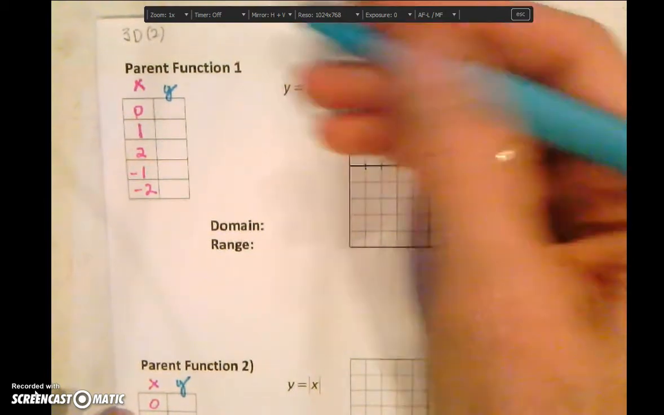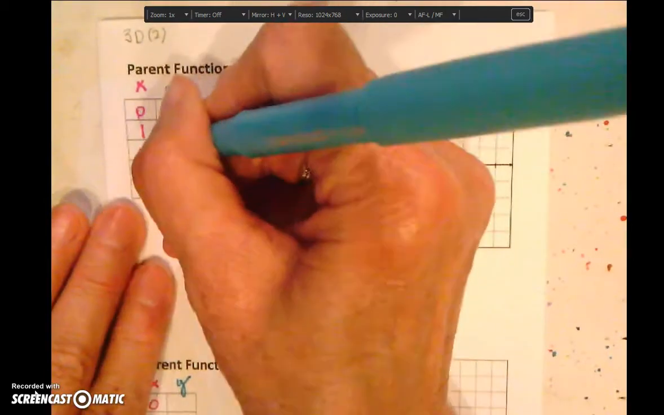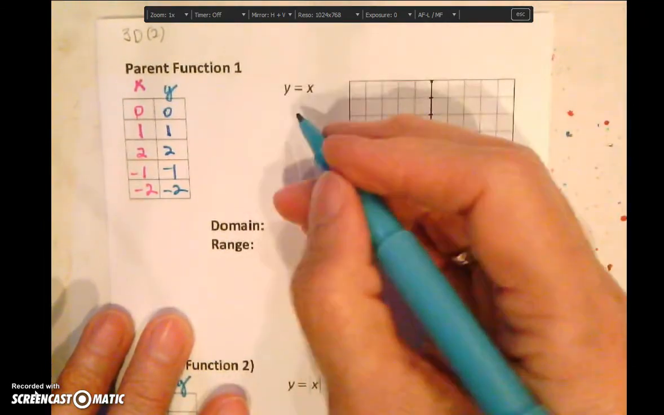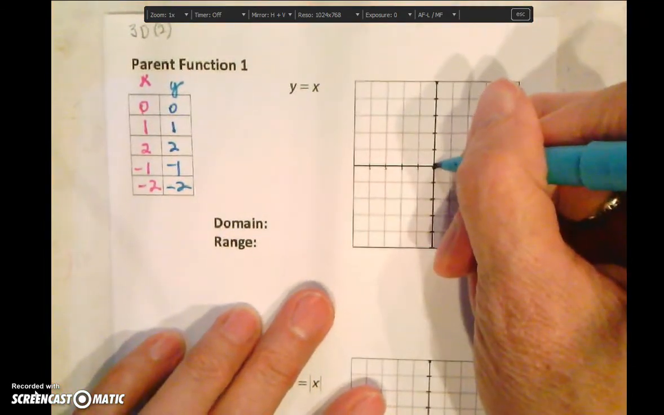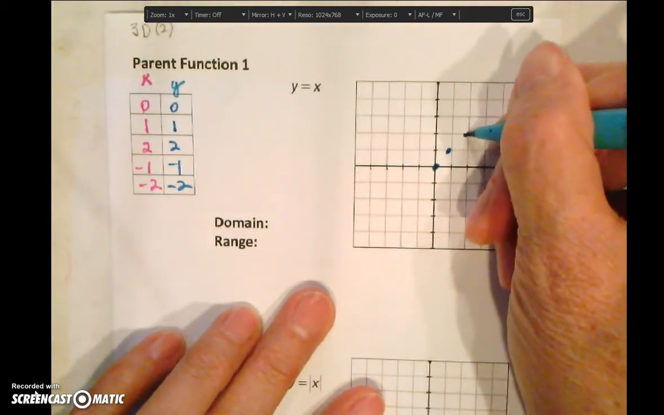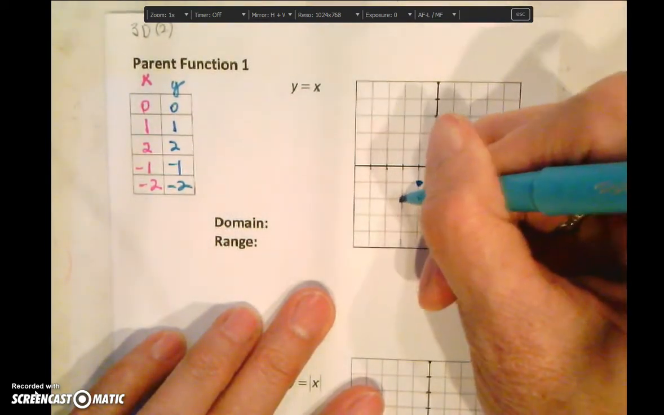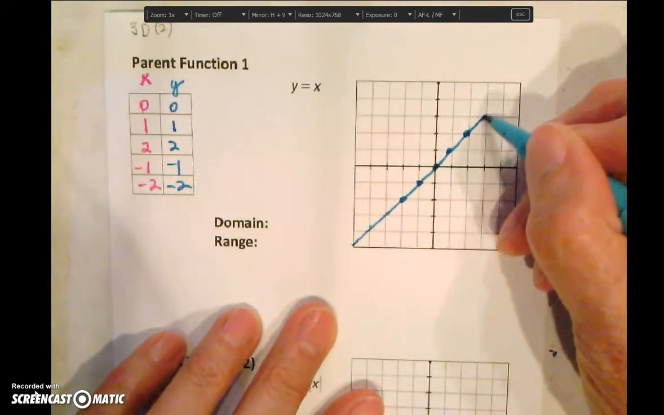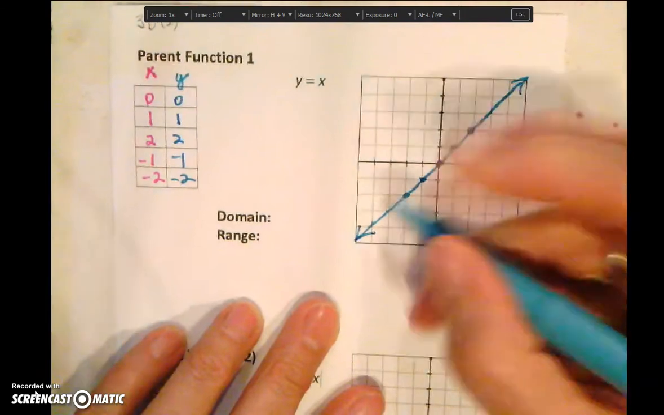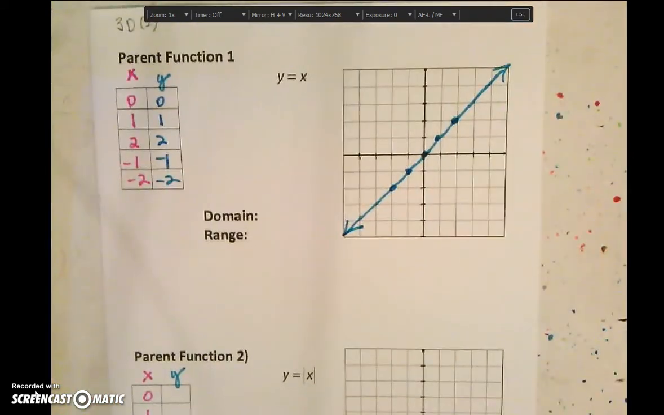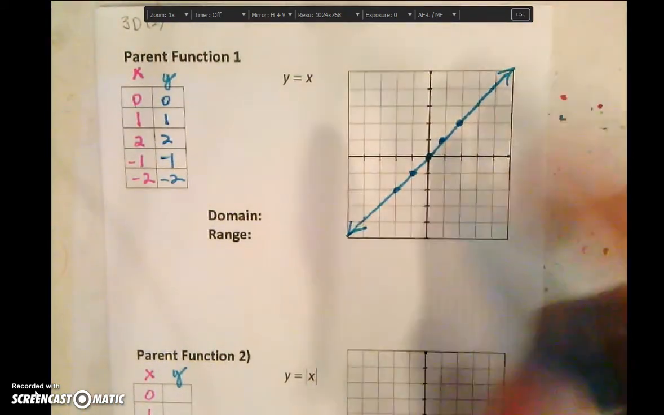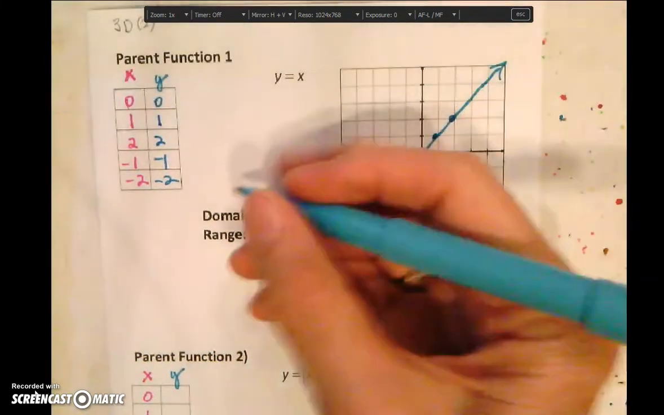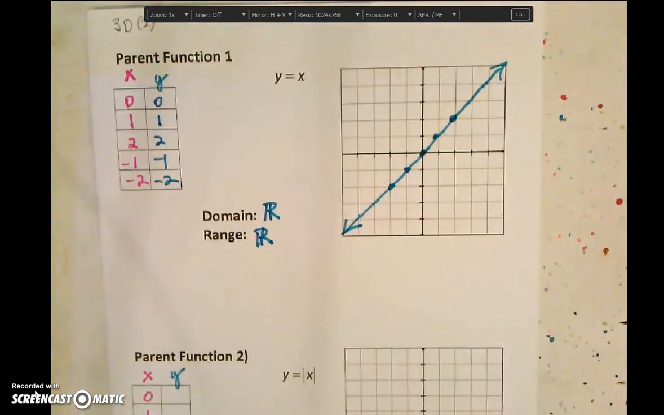Here y is equal to x, so that's going to be pretty easy. The y is the same thing as x. You should know now that this graphs to be a line, but let's just grab 0, 0, 1, 1, 2, 2, -1, -1. And I'm going to then connect and extend it to the ends of the graph. The domain from left to right would be all real numbers. The range from bottom to top, got arrows there, all real numbers.